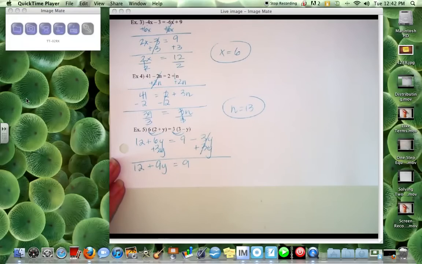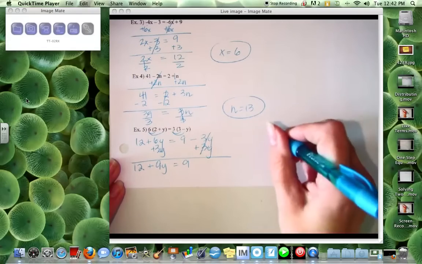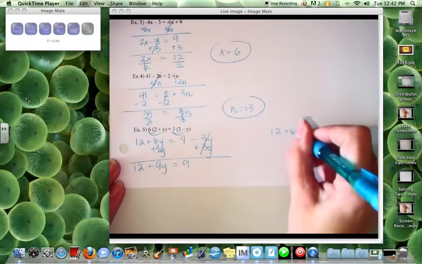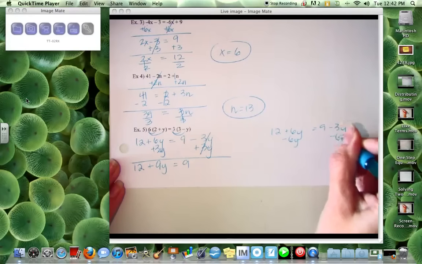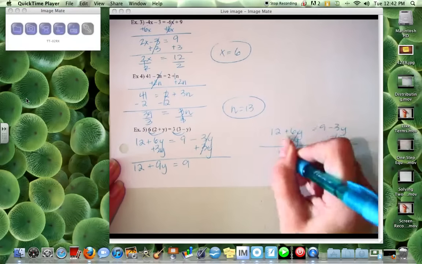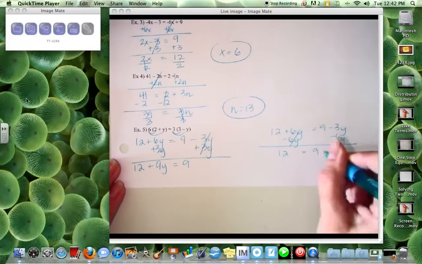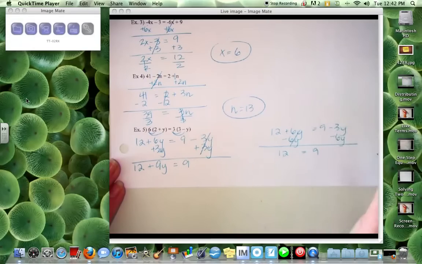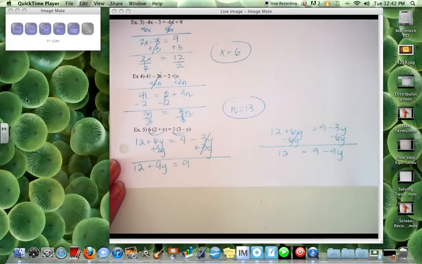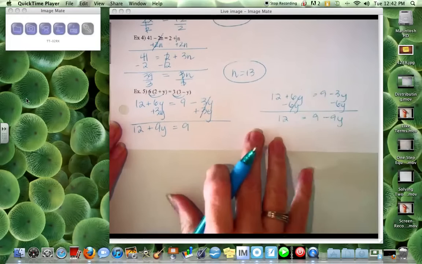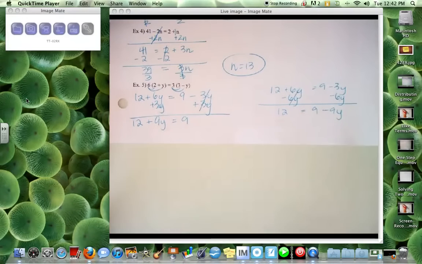Now what, Jack? What would happen if you did the opposite, like minus 6y? You can do it. Go ahead and do it. If it's negative 3y minus 6y, you would have 12 plus 6y equals 9 minus 3y. So you would subtract 6y from both sides, right? So that means you have 12 equals 9, what's negative 3 minus 6? Negative 9. Negative 9y. You don't have to, but Jack's asking what's going to happen.